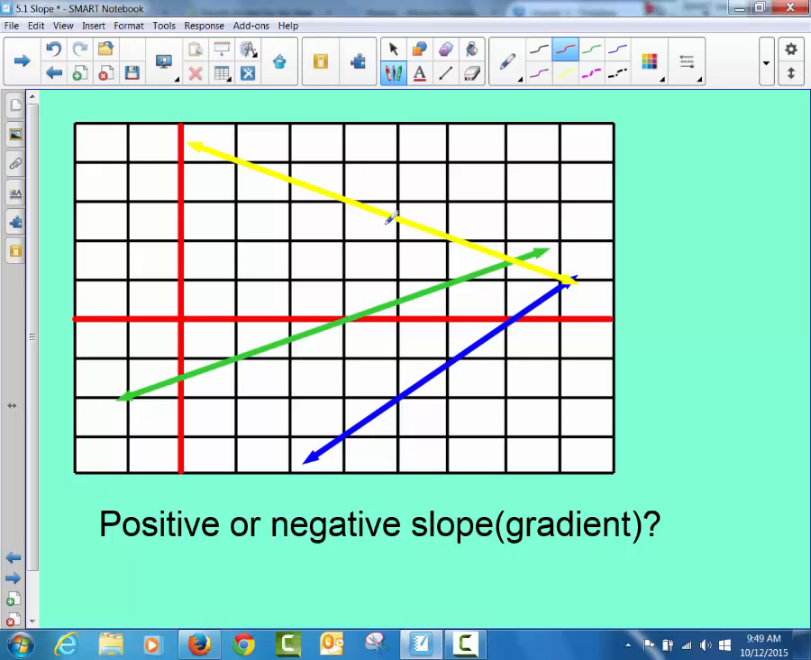So when you look at these, this one starts high and goes down. What kind of slope will it have? Right, it's a negative slope. This one starts low and goes high. It's a positive slope. And this one starts low and goes high, and it is a positive slope.